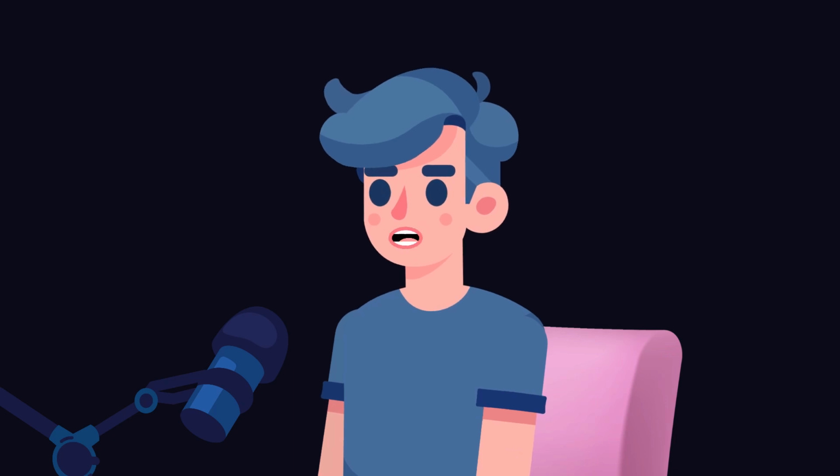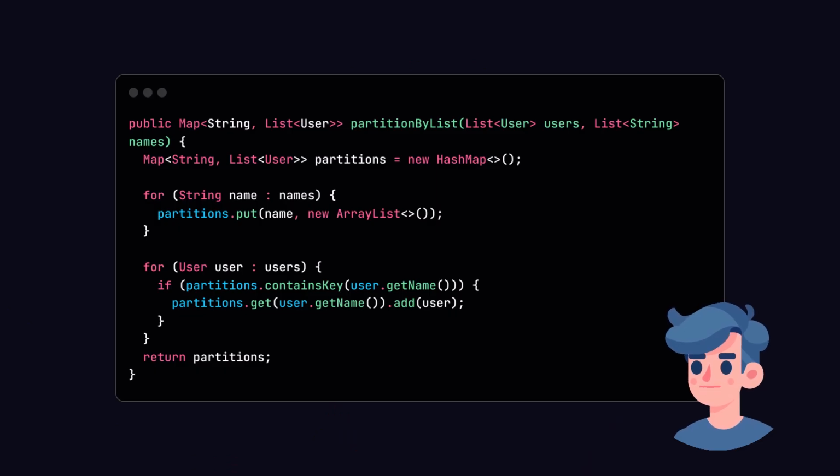Now, let's delve into list partitioning. This strategy assigns predefined values to partitions, which can be very effective when you have a known set of categories. Let's implement the partitionByList method, which will separate users into partitions based on a predefined list of names.